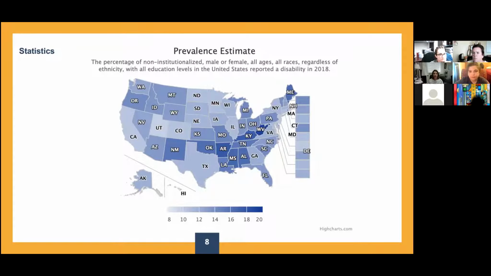We have a high proportion of disability of all types. But this one's from ACS, so we know their definition is non-institutionalized individuals. What this is showing is male or female, so both genders, all ages, all races, all ethnicities, and education. So this is across the board by state. West Virginia has one of the highest, and it fluctuates. We switch back and forth with a couple of states on who's the highest, but we have a high percentage rate of disability in West Virginia compared to other states.